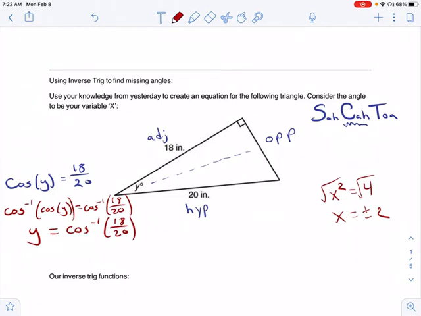This can be found on your calculators by hitting the second button before hitting cosine. This is going to change depending on if you're on a phone or something along those lines, but I'm going to just hit the second button on my calculator, then cosine, and then type in 18 over 20. Again, if you're on your phone, you might need to do 18 divided by 20 and then second cosine. Play around with it until we arrive at the answer.